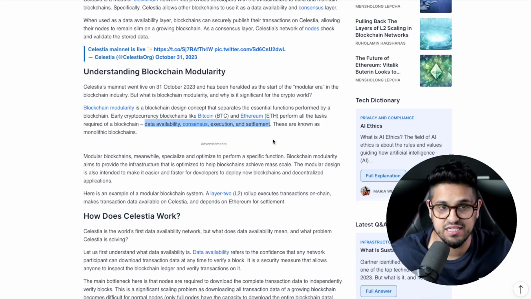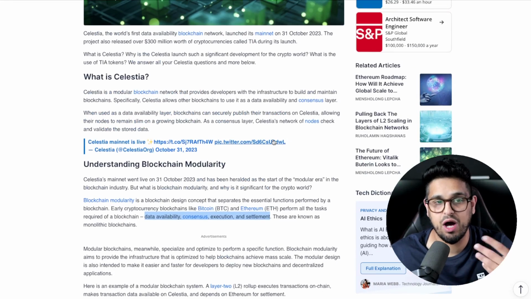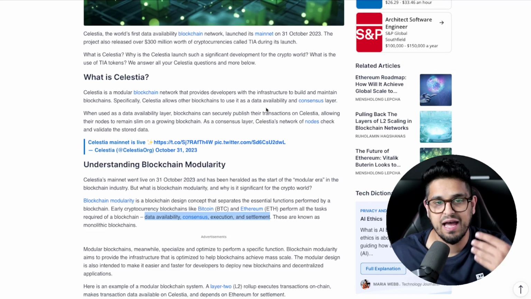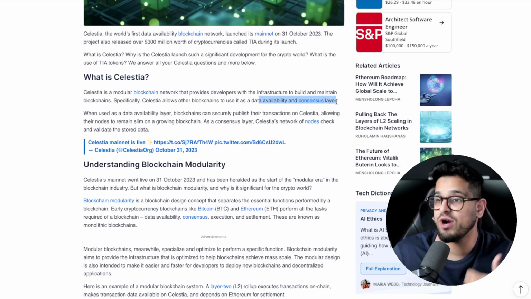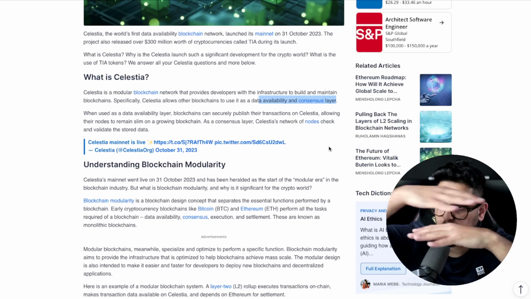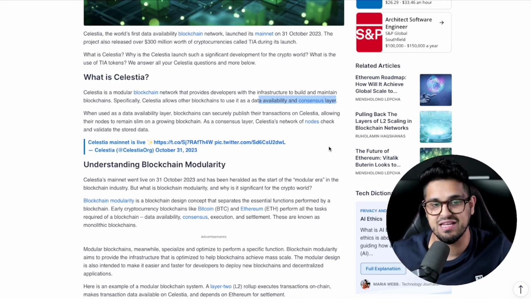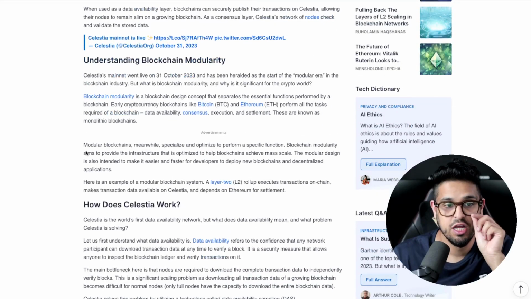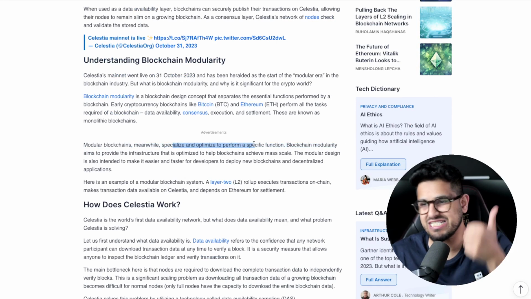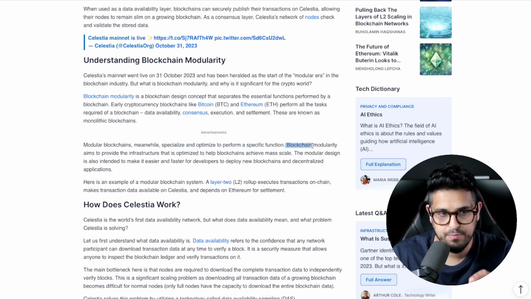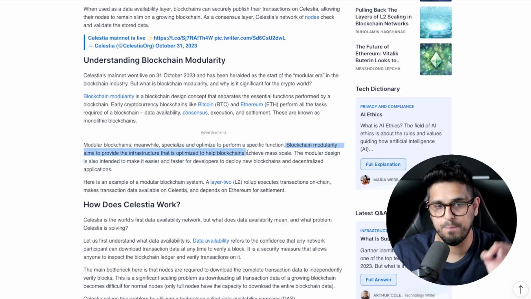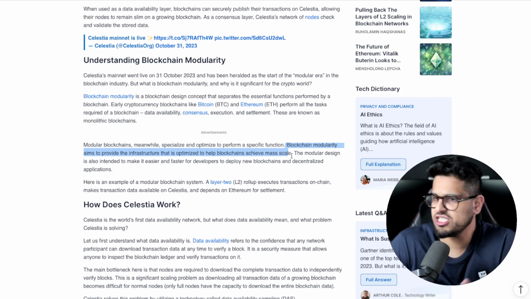What Celestia is saying is, hang on, we can spin it up and allow other people to spin up blockchains whilst using our data availability and our consensus layer, allowing people to not have to worry about those things. They could just build a blockchain using the base layer that is Celestia, which is very, very interesting. So modular blockchains, meanwhile, specialize and optimize to perform a specific function. Blockchain modularity aims to provide the infrastructure that is optimized to help blockchains achieve mass scale. And this is going to be really important, right?